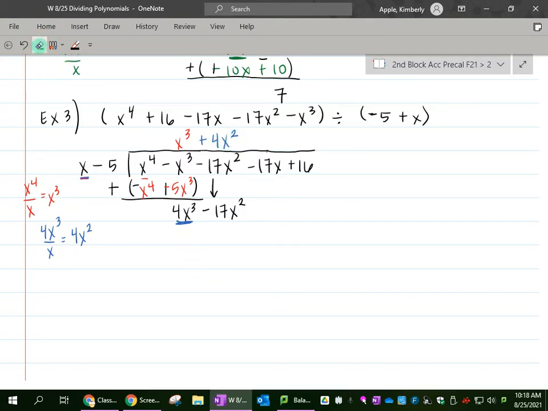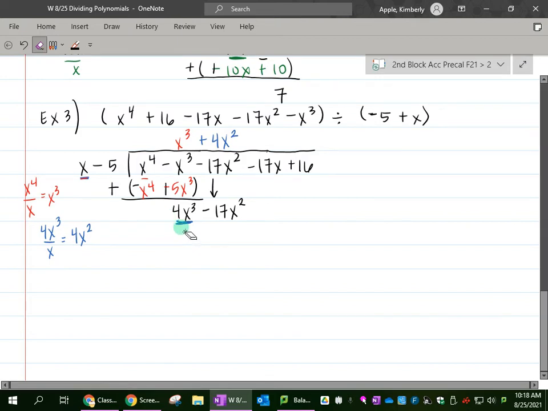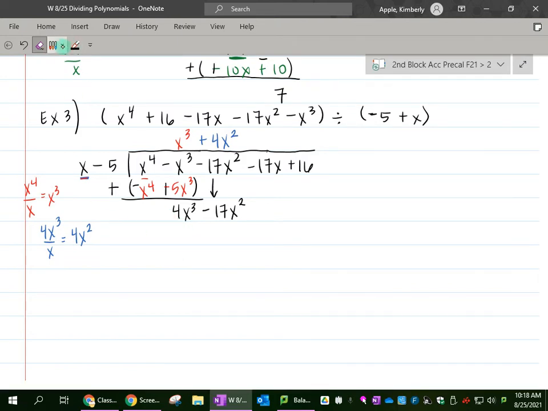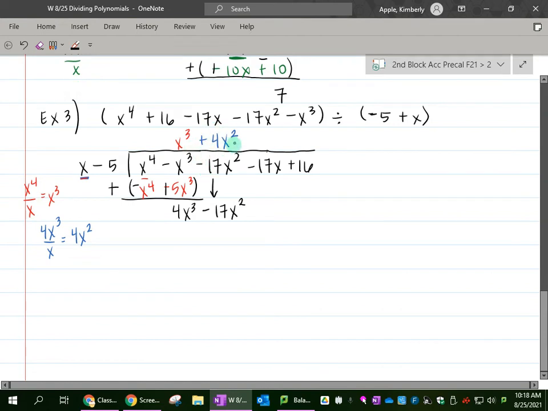I divide it. Now I'm going to multiply. Let me get rid of this because I keep thinking it's a negative. So 4x squared times x, that'll be 4x to the 3rd power. 4x squared times negative 5 will be minus 20x squared. Let's subtract. That goes away. Good deal. That's 3x squared. Bring down another negative 17. And now we divide again.